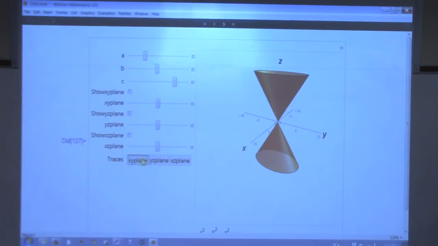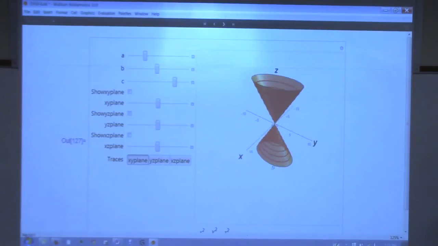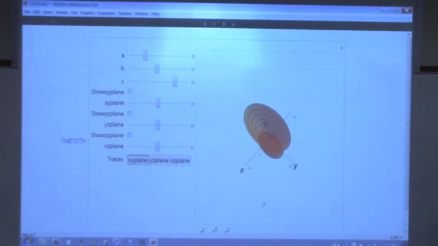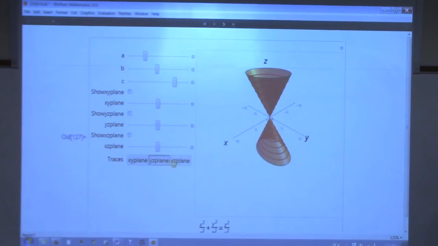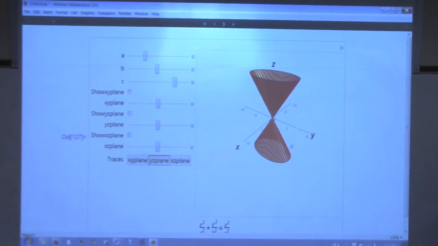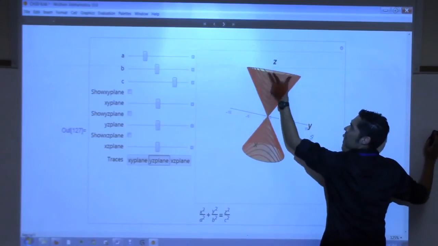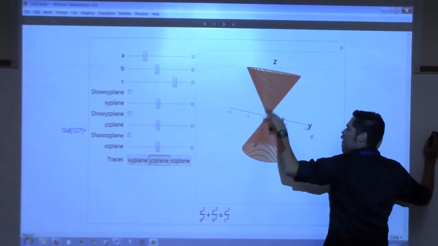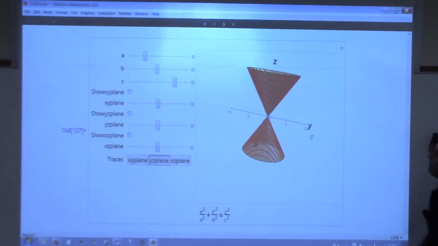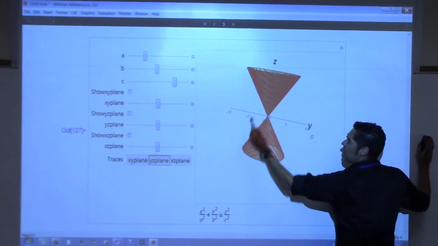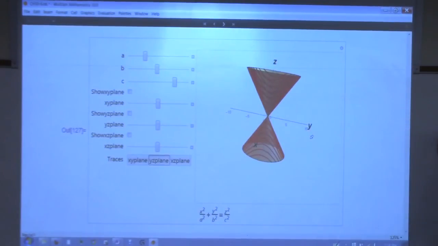If I cut, I get what? These are ellipses, sometimes circles. If I cut this way, I get what? Hyperbolas. These are matching pairs, like here, here, here, here. So I get hyperbolas. We also have lines. Lines come down the edge of the cone.